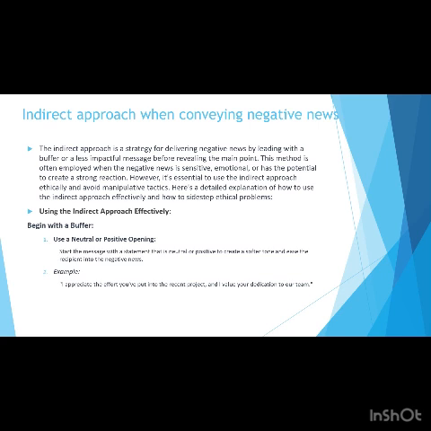So when you're using the indirect approach, you're going to begin with the buffer. So this is where you start the message with a statement that is a neutral or positive opening. So you're going to be acknowledging the recipient's contributions or setting a positive tone to soften the impact of the negative news. So let's say, for example, I appreciate the effort you've put into the recent project and I value your dedication to our team. So here, this opening acknowledges the recipient's hard work, making them more receptive to the forthcoming negative news.